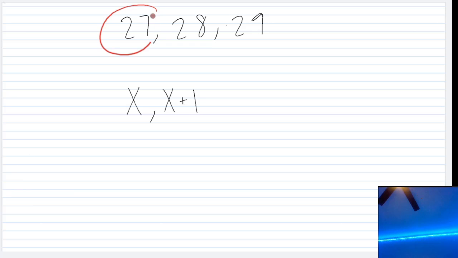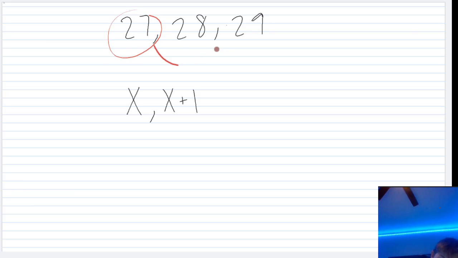Now, let's take a look at our list up here. If we're trying to go from 27 to get to 29, what do we do? Add 1. 27 plus 1 equals? 28. All right. If we're at 27 and trying to get to 29, what do we do? Add 2. All right. So what do we do to get from x to the number 2 away from x? Add 2. So x plus 2.